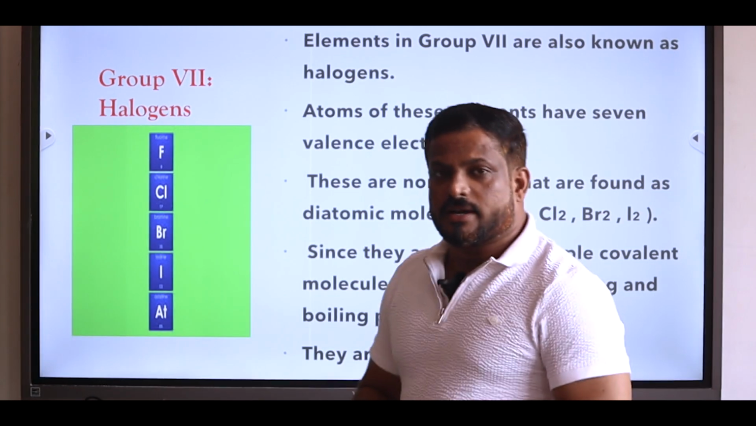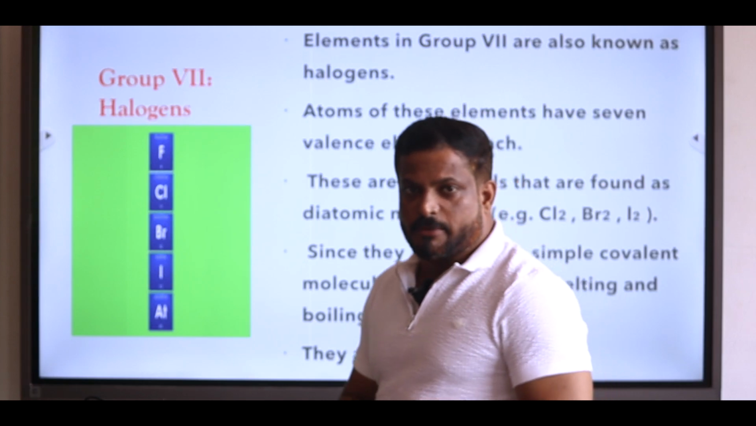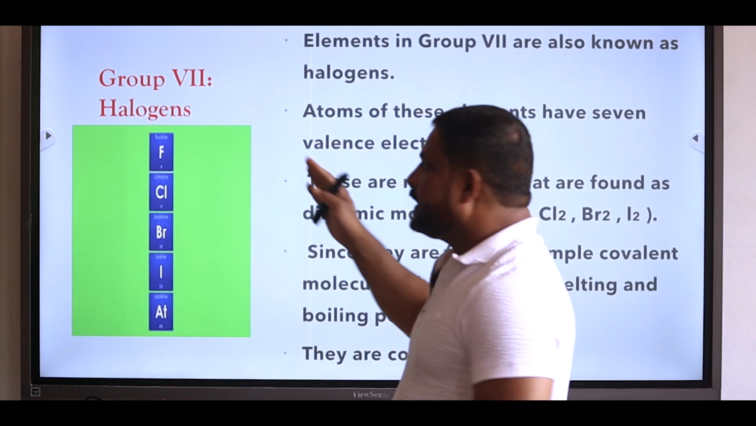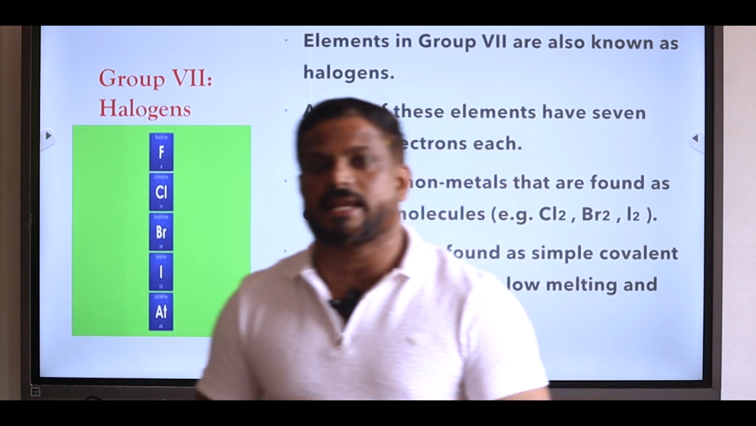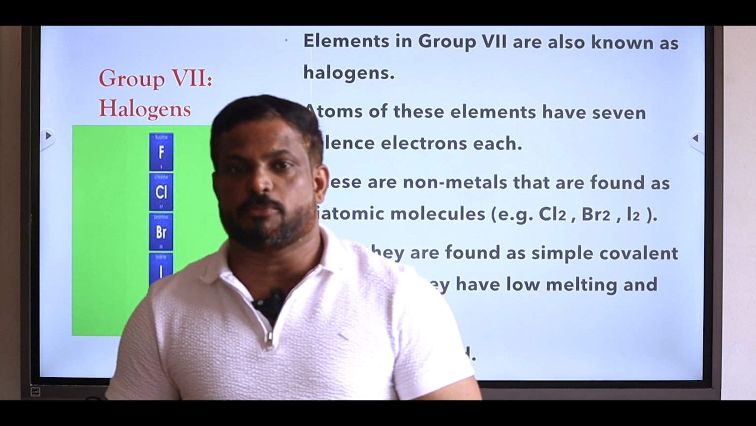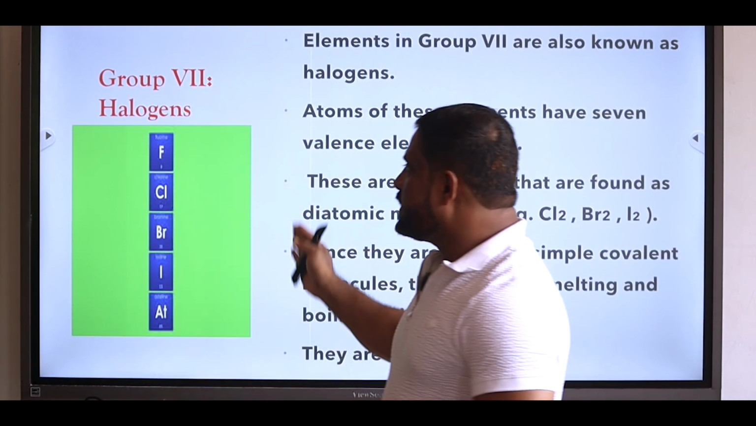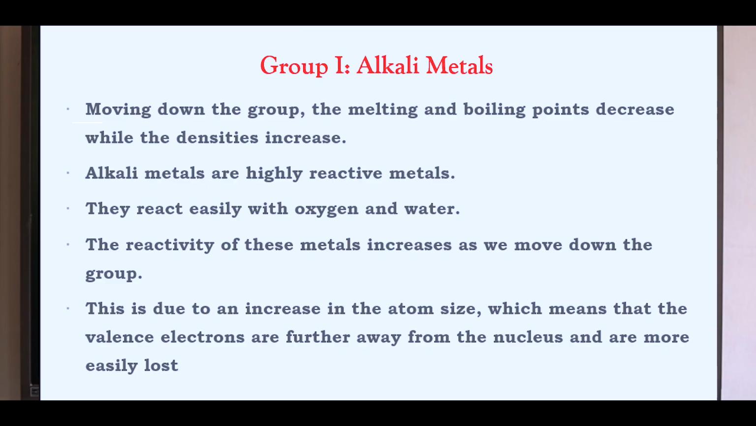Elements in group 7 are known as halogens because they are salt formers. Because of the name salt formers, their group name is halogens. Their outermost shell contains 7 electrons. Normally, the group number indicates the number of valence shell electrons. We already mentioned group 1: their outermost shell, the valence shell, contains only 1 electron. Halogens, group 7: their outermost shell, the valence shell, contains 7 electrons. They belong to group 7.